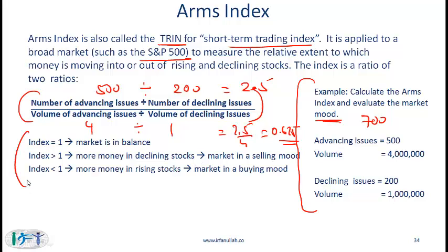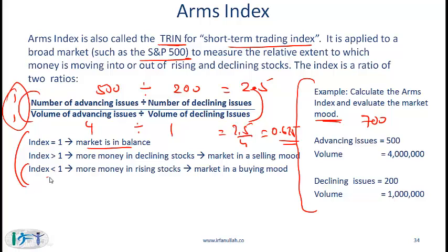And here is what you need to learn. If the index that you calculate is 1, that means the market is in balance. And you can see that if the advancing issues equals declining issues, then your numerator would be 1. And if the volume advancing is the same as volume declining, then your denominator is 1. And clearly, in the situation that I just described, you would have a market which is in balance.